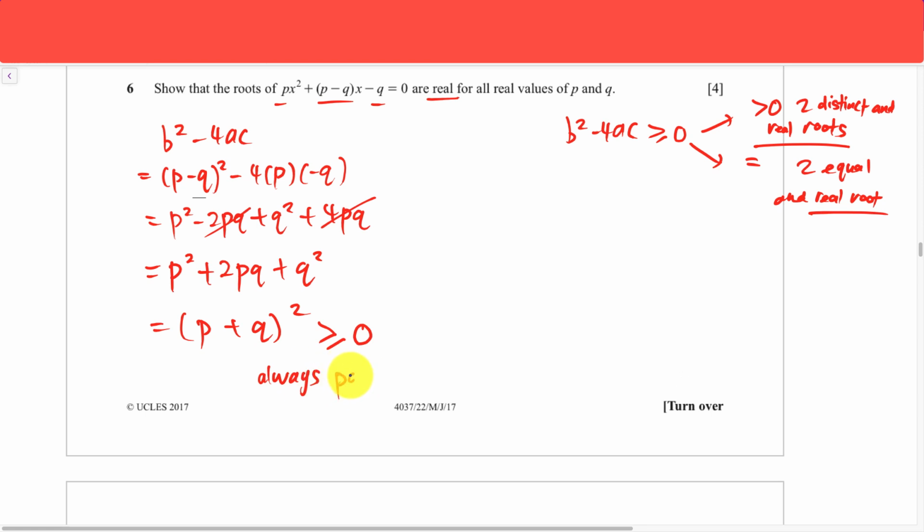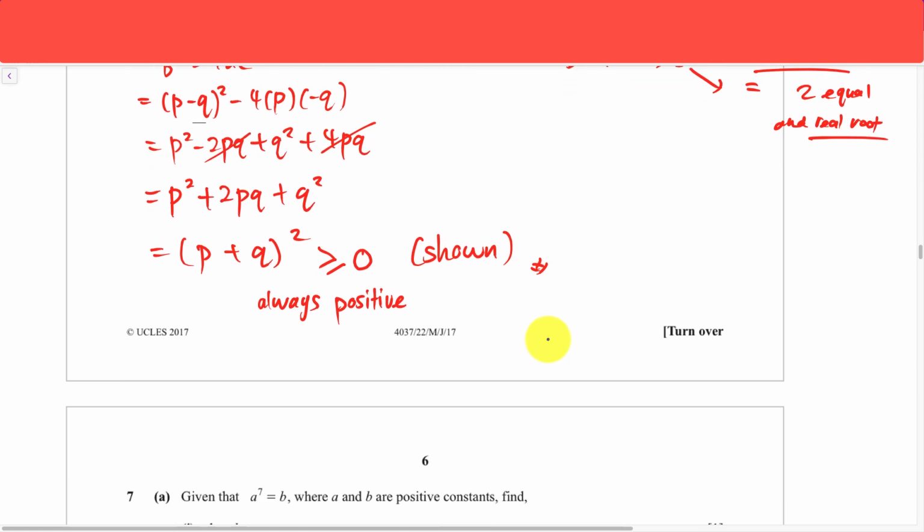So since you always get positive, I can say it's bigger than or equal to 0. The minimum value you can get from (p plus q) squared is 0. So therefore, over here, I just write shown. Right? This is how we show this kind of question.